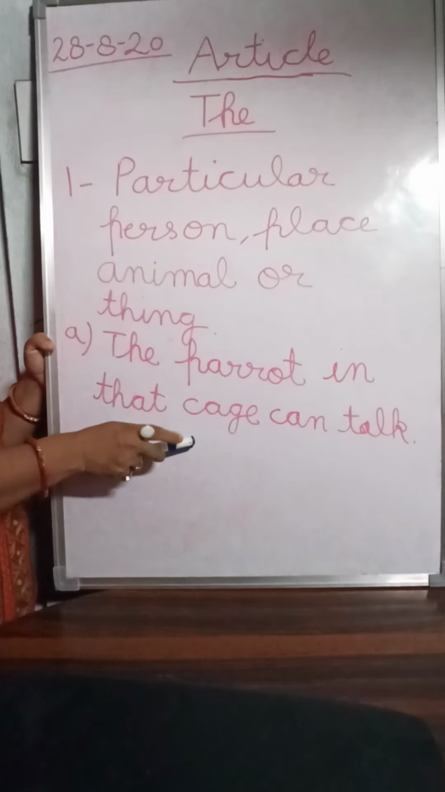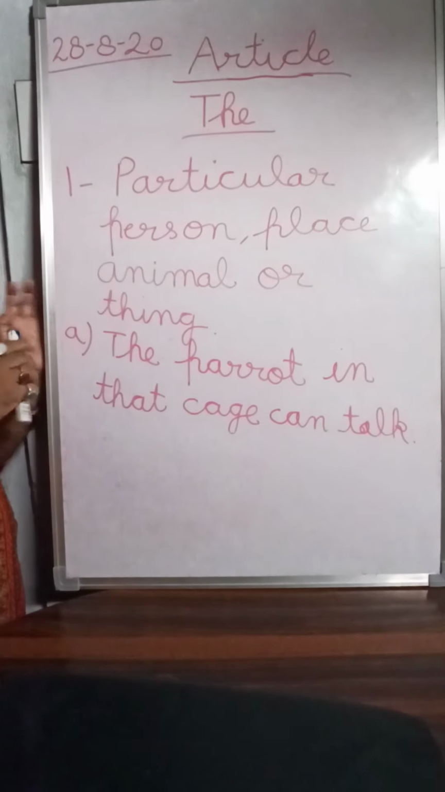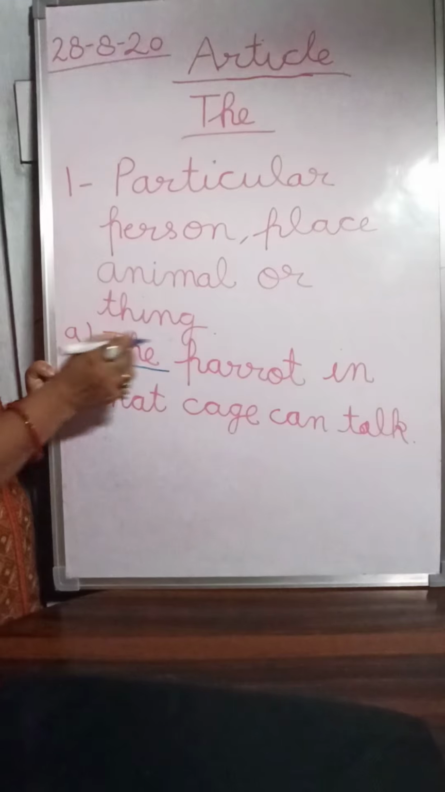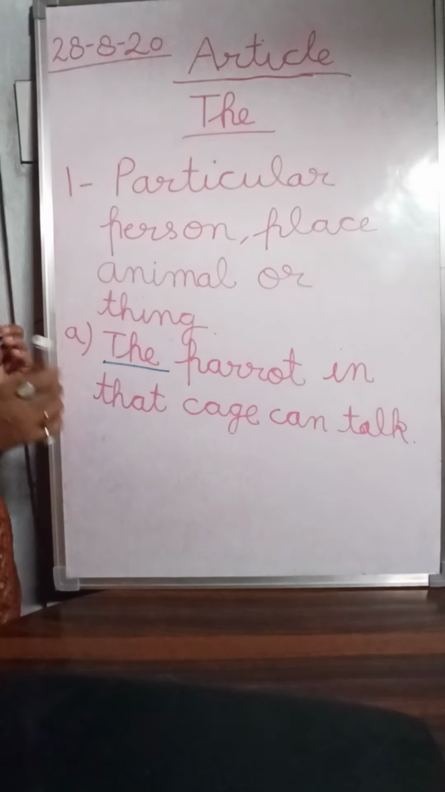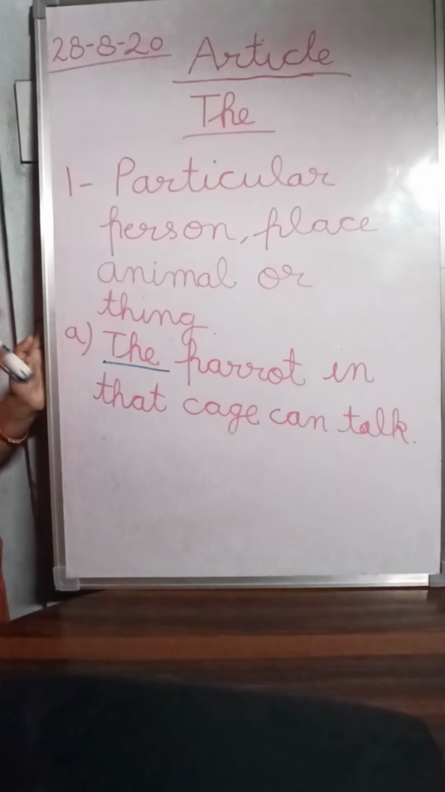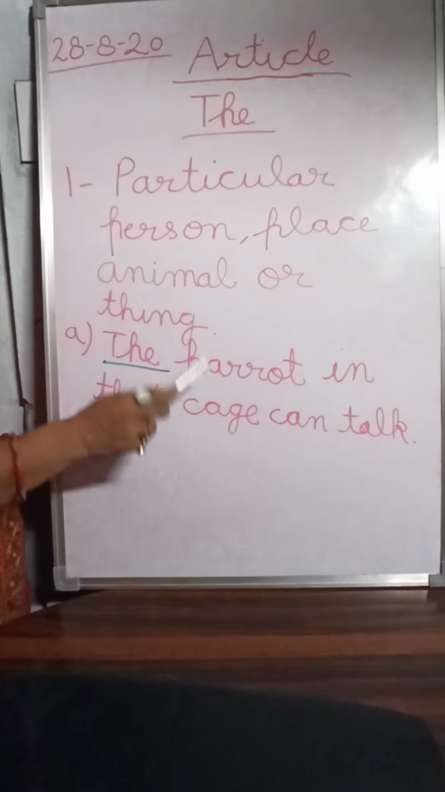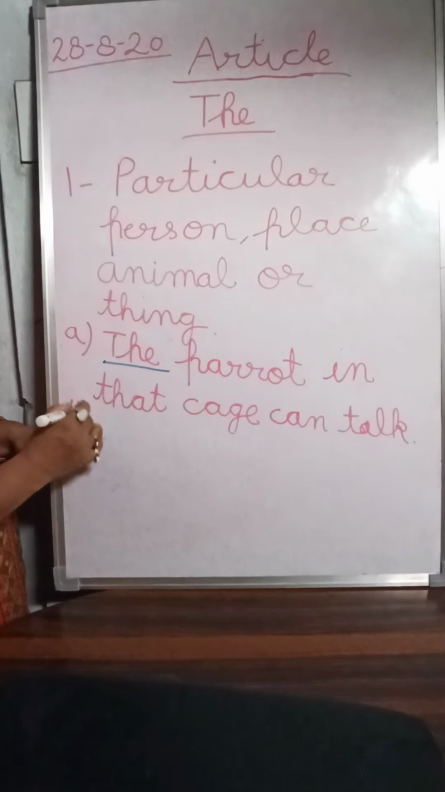The parrot in that cage, we are indicating that cage. So here we will write the. Before parrot we will write the. The parrot in that cage can talk. That means the parrot in that cage can speak. Okay, so here we are talking about a particular animal. So we have written here the. Now we come to the second example.